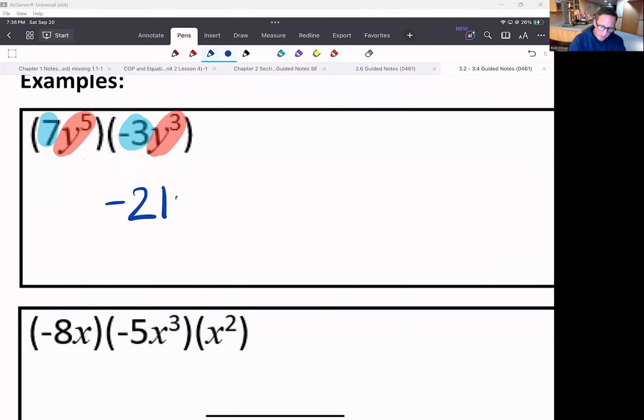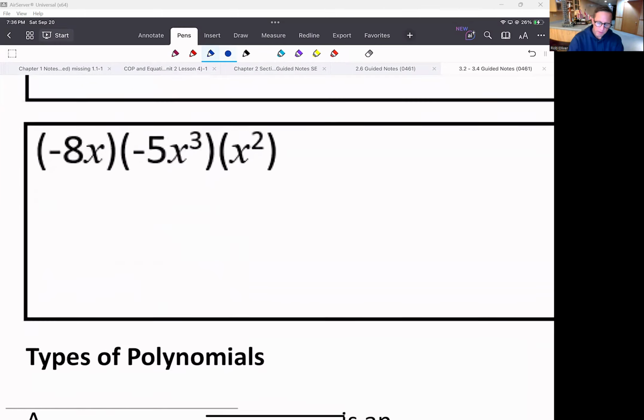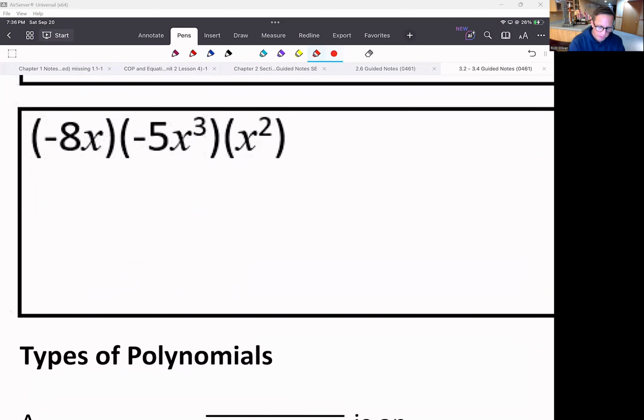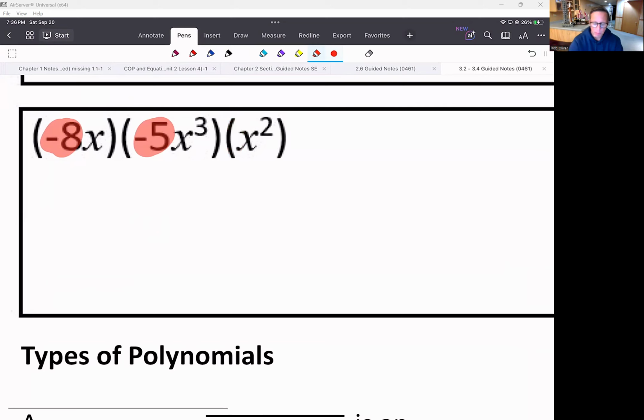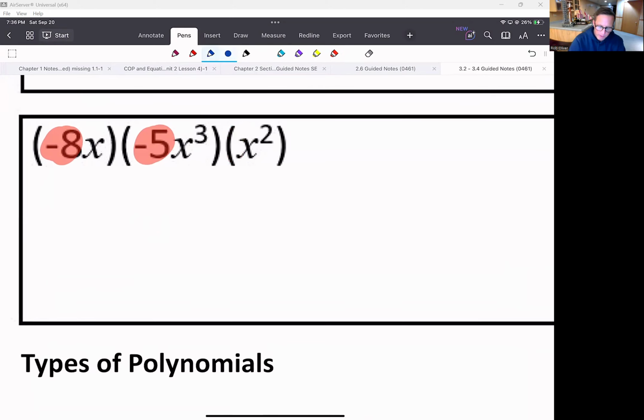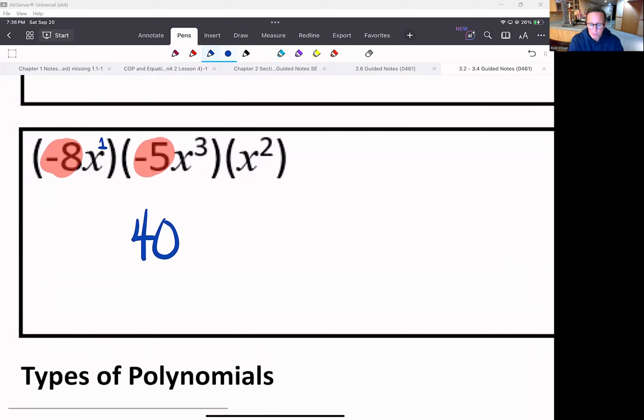But this is going to be y. You're going to add them up. y to the 8th power, and that's it. Can't do any more with that. It's just -21y to the 8th. Same thing on this one. We're just going to multiply the coefficients. -8 times -5 is 40. And there's just a 1 there, so it's 40 times 1, which is 40. I'm going to write that down. You've got 40 as your coefficient. Now this has an exponent of 1, so 1 plus 3 plus 2 is 6. So that's going to be 40x to the 6.